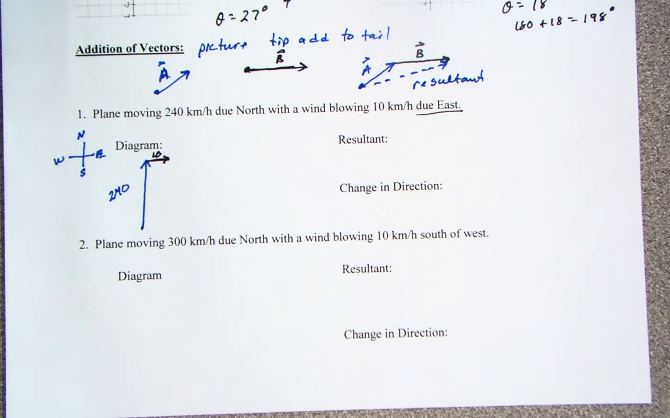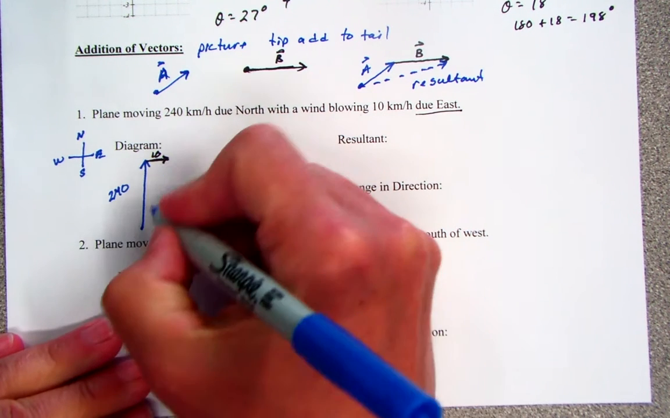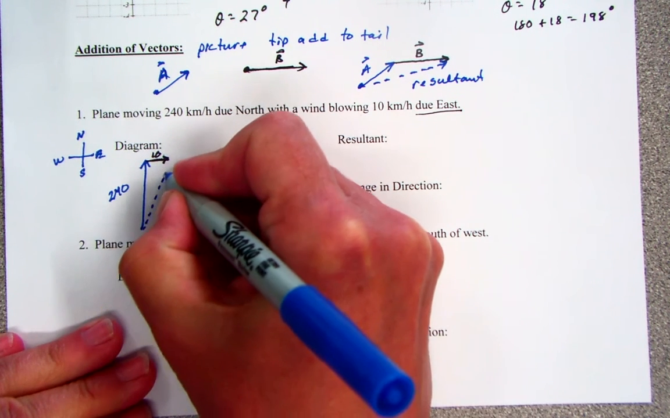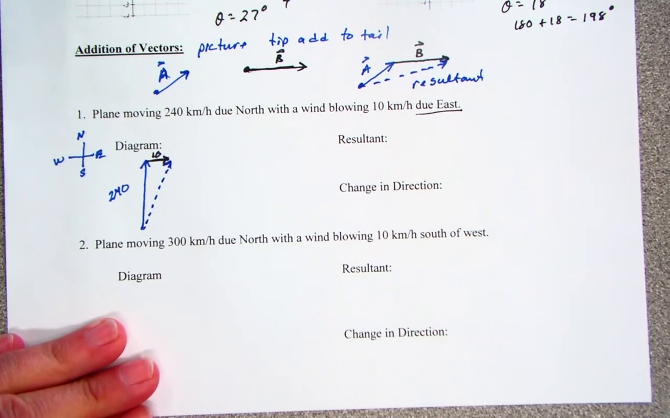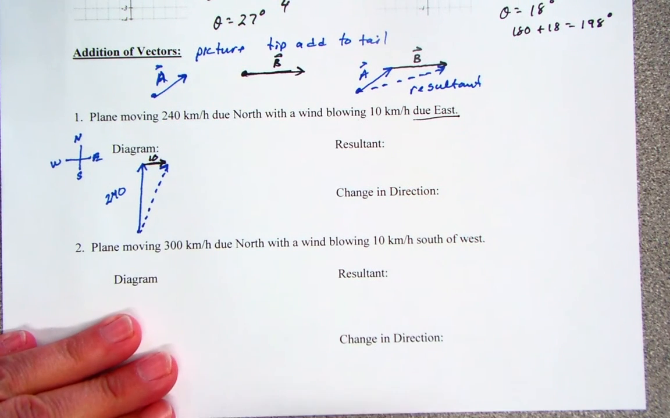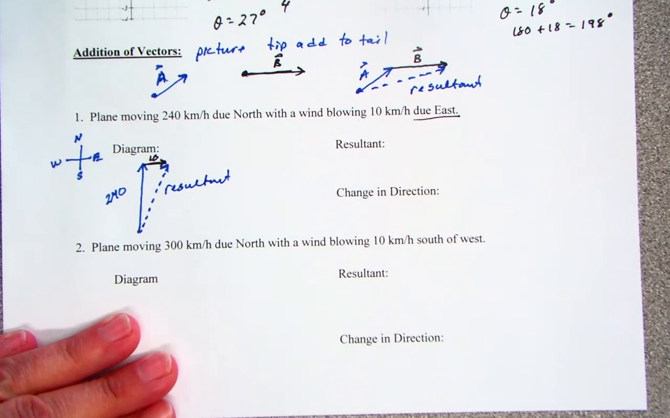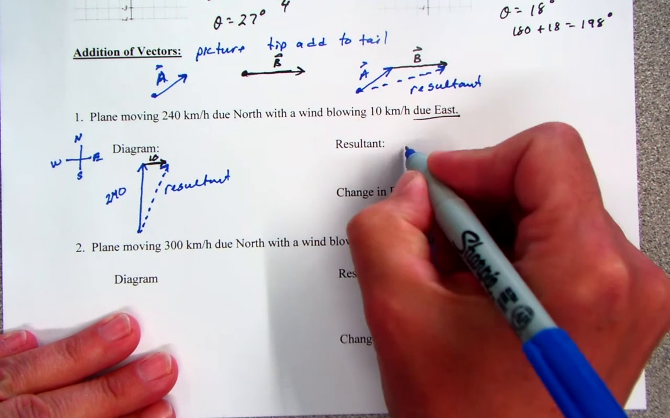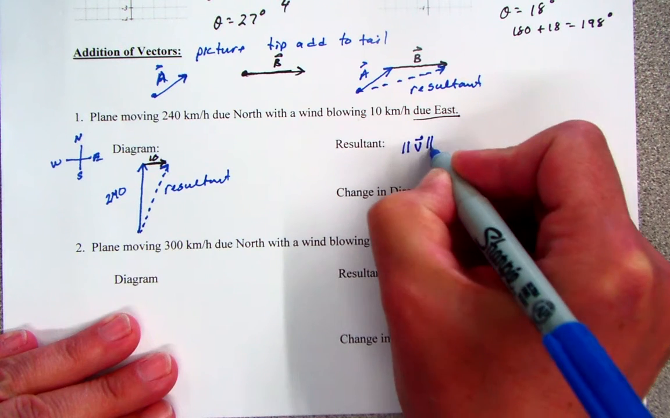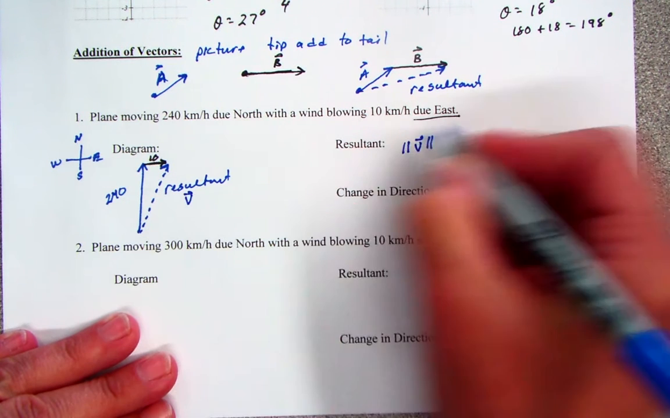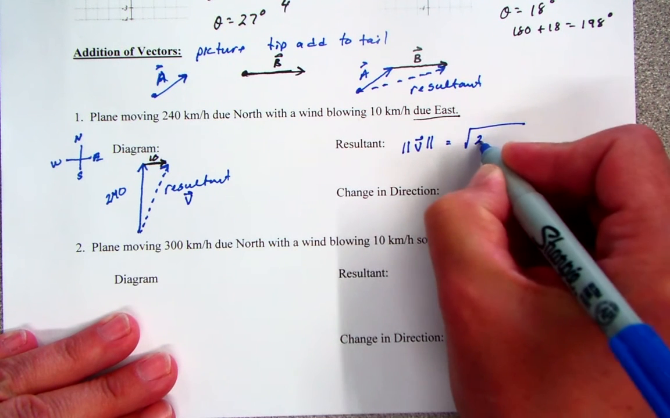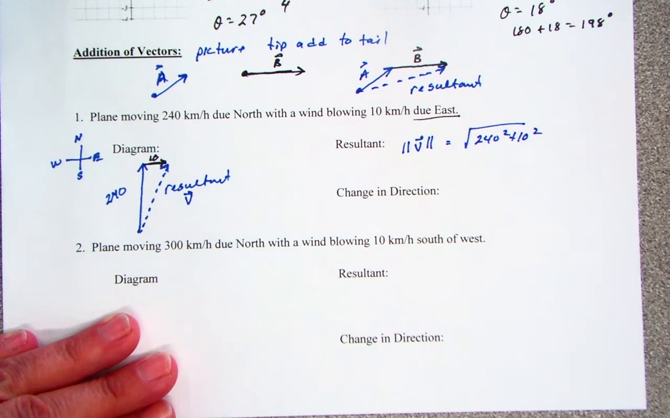So the resultant is my plane is going to head a little bit more toward the east and no longer due north. And it's pretty important to be able to find that, because I'll need to correct for that wind blowing. This is the resultant. Notice the wind made me go faster because the resultant is the hypotenuse of this right triangle. So we're going to call it the resultant vector V, which would be equal to the square root of 240 squared plus 10 squared.